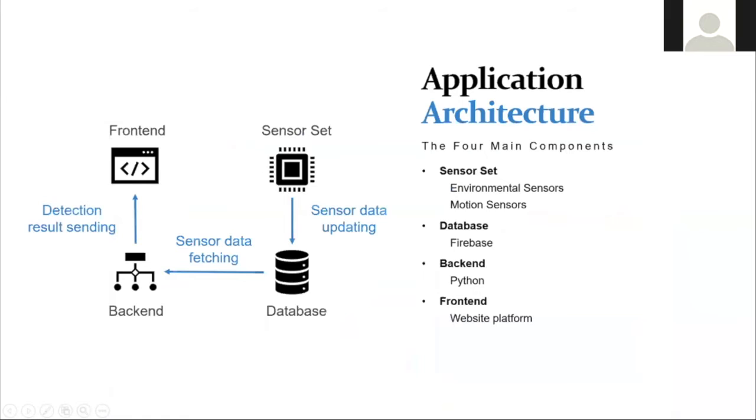For the application architecture, there are four main components, which are the sensor set, database, backend, and frontend. The sensor set collects the sensory data and sends the data to the database. The data is next fetched by the backend. The backend will process the data, use pre-trained detection models to make predictions on the data, and send the result to the frontend to show to the user.